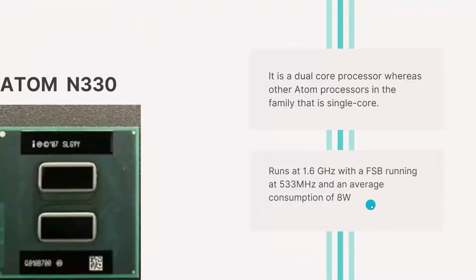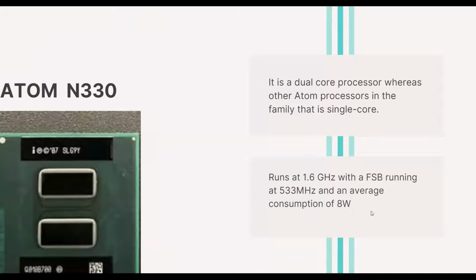Okay, as an example, we have the Atom M330. But what is it? Okay, it is a dual core processor, whereas other Atom processors in the family are single core. The Atom M330 runs at 1.6 gigahertz with an FSB running at 533 megahertz, and an average consumption of 8 watts.